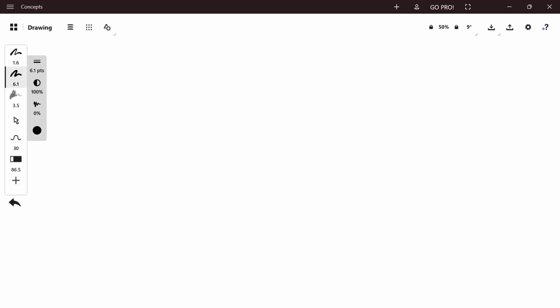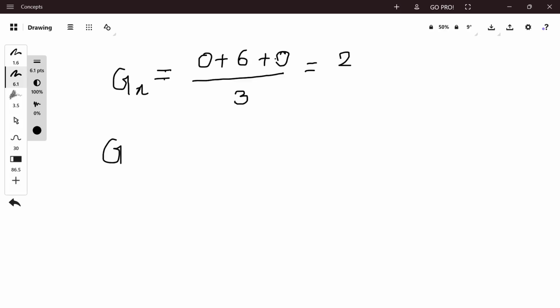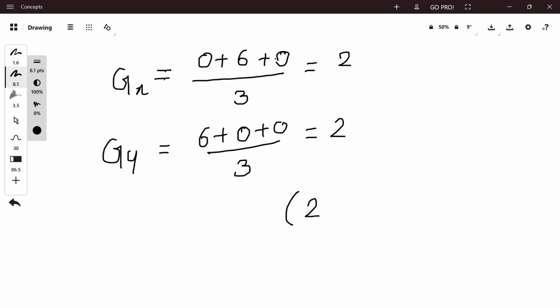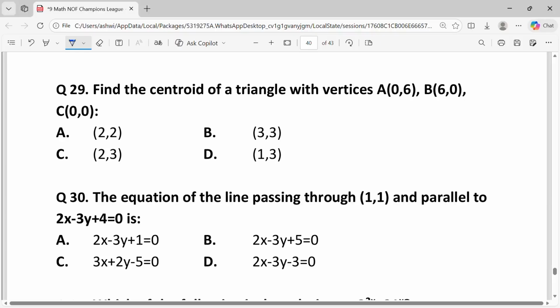Substituting the coordinates into the given formula, we have Gx is equal to (0 plus 6 plus 0) upon 3 is equal to 2, and Gy is equal to (6 plus 0 plus 0) upon 3, that is equal to 2. So the coordinates of the centroid are (2, 2). From the given options, the answer is A, (2, 2).